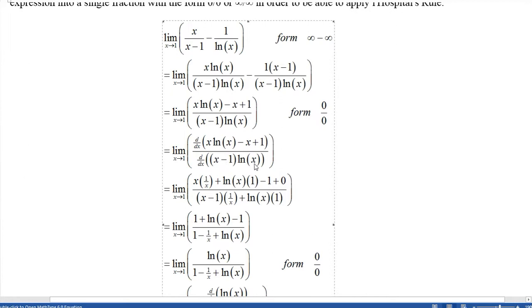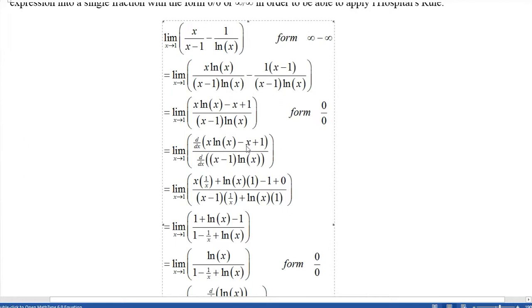The derivative of the bottom, it's a product, so use the product rule. The first times derivative of the second plus the second times derivative of the first. The first factor is x minus 1. Derivative of the second, derivative of log x is 1 over x. Plus the second factor, ln of x times derivative of the first. Derivative of x minus 1 is just 1, or 1 plus 0. 1.